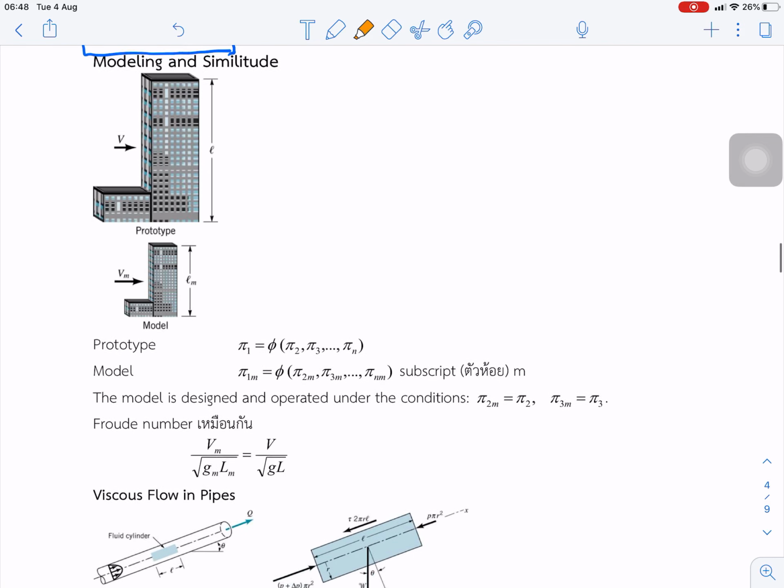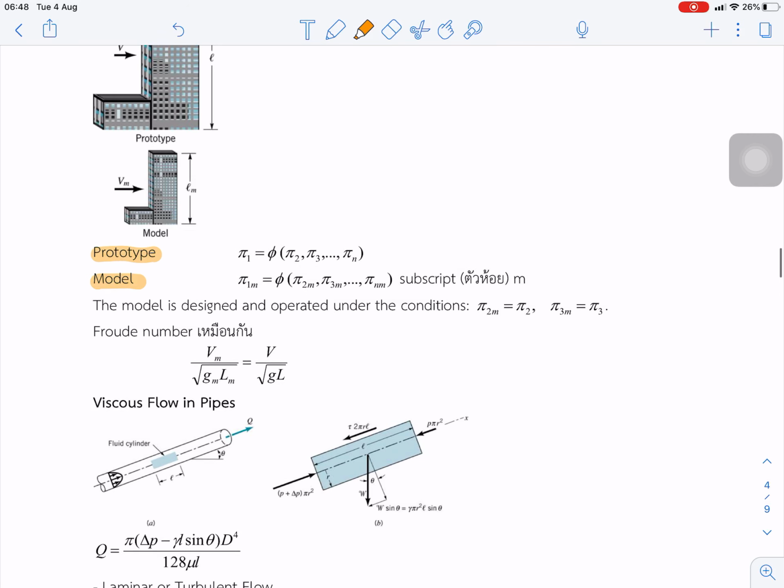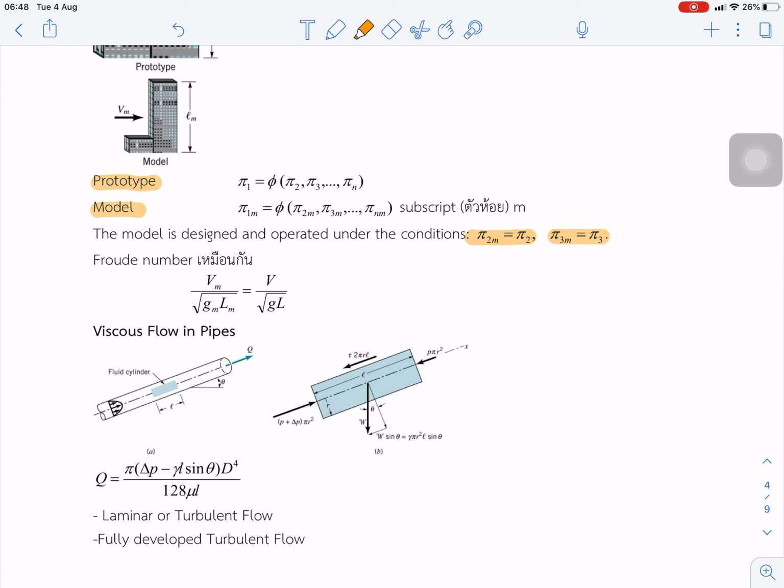The next is modeling and similarity test, which means the connection between the prototype and model. We use the pi term to explain if the behavior of the prototype and model is the same. It means this parameter should be the same, the pi term for the model is equal to that of the prototype. The main parameter that we use is the Froude number, if the behavior of the model and prototype is the same. The Froude number is the measured parameter.